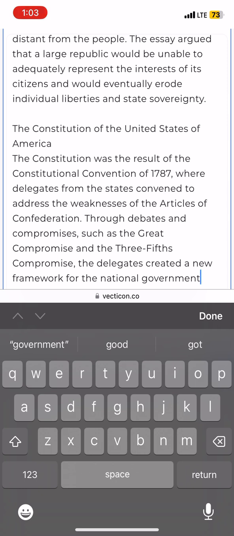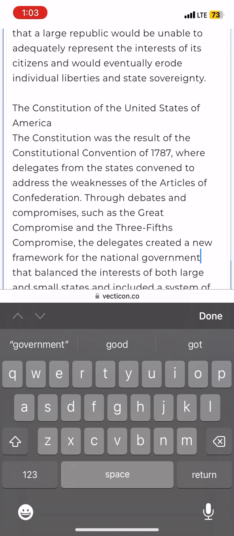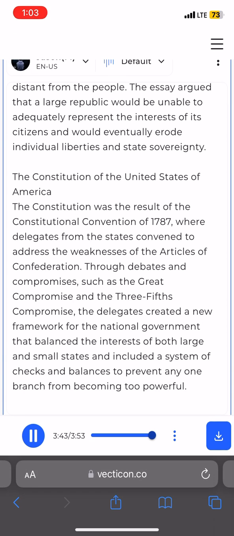The Constitution of the United States of America. The Constitution was the result of the Constitutional Convention of 1787, where delegates from the states convened to address the weaknesses of the Articles of Confederation. Through debates and compromises, such as the Great Compromise and the Three-Fifths Compromise, the delegates created a new framework for the national government that balanced the interests of both large and small states and included a system of checks and balances to prevent any one branch from becoming too powerful.